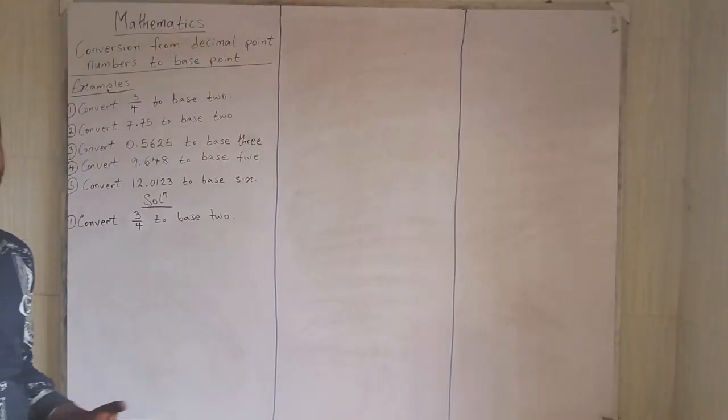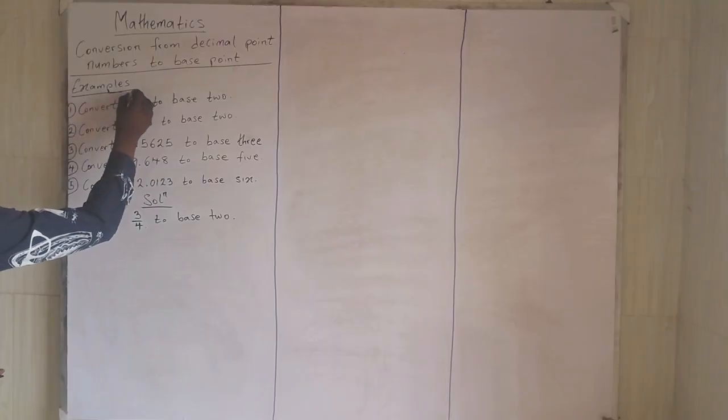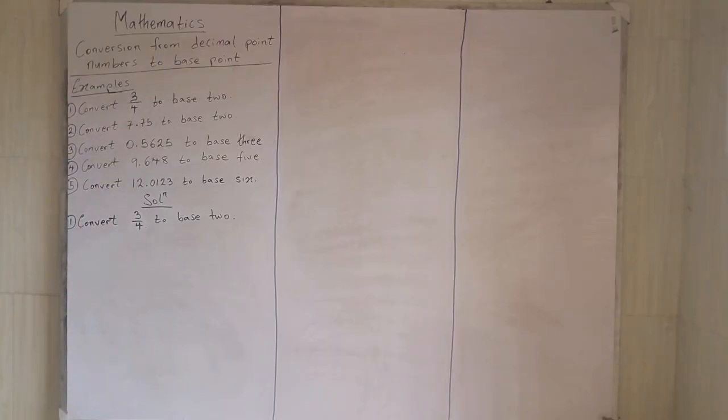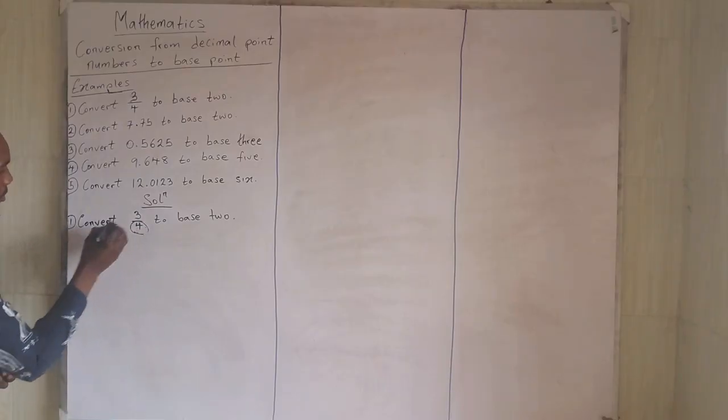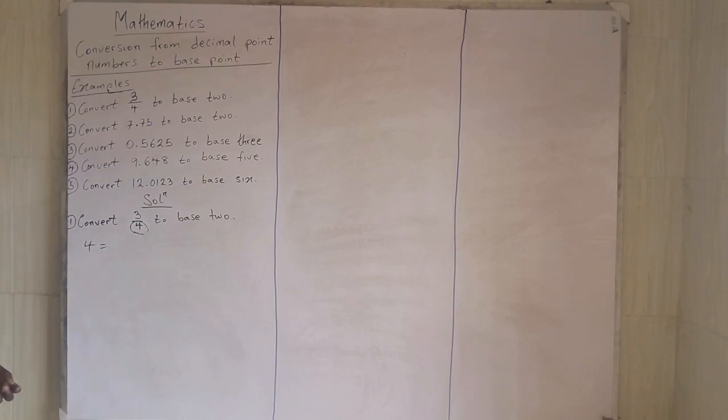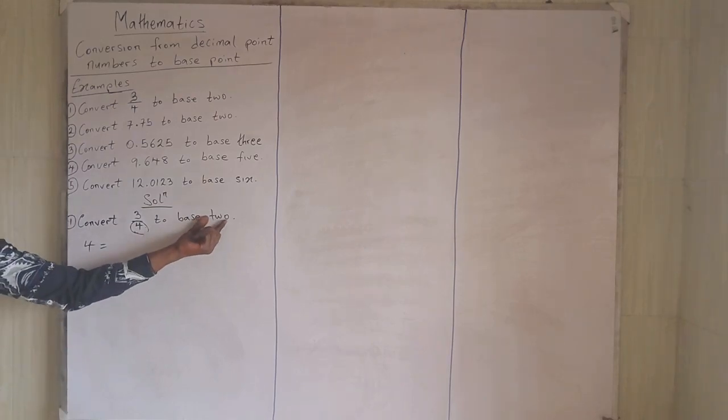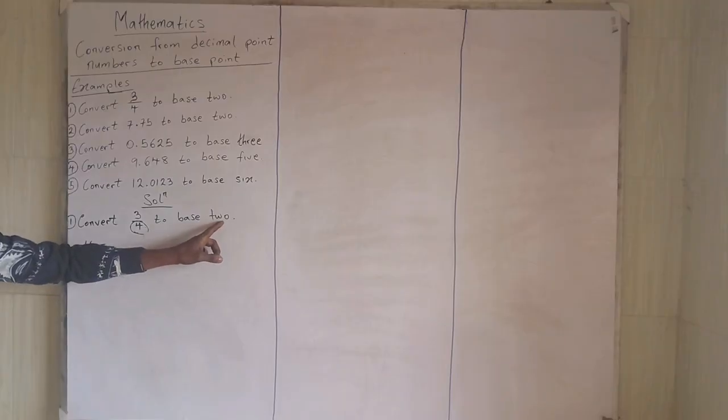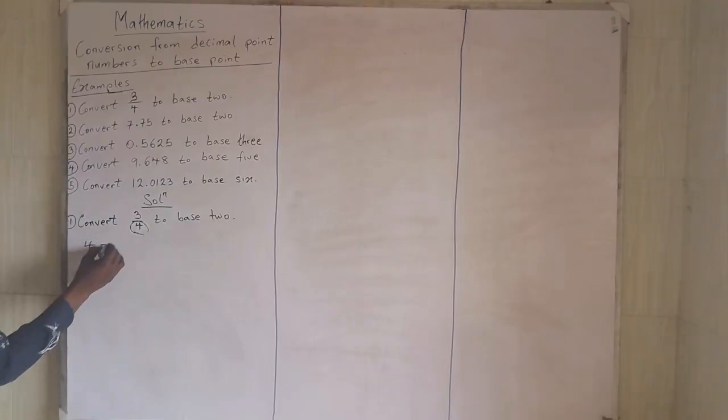Conversion from decimal point numbers to base points. Convert 3 over 4 to base 2. We want to convert 3 over 4 to base 2. What do we have to do? First thing we have to do here is check the denominator. The denominator is 4. Can we write the denominator as a power of the base we want to convert it to? We have this to be base 2. 4 can be written as 2 raised to the power of 2.